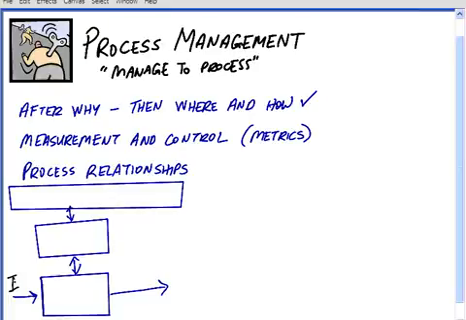So the process has to be managed to get to a defined objective. And of course, underneath, or I guess surrounding all of this, is quality. So we want to keep that in mind all the time.